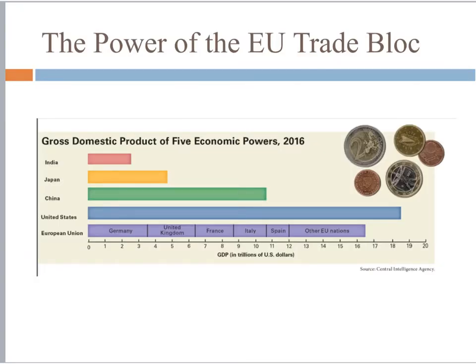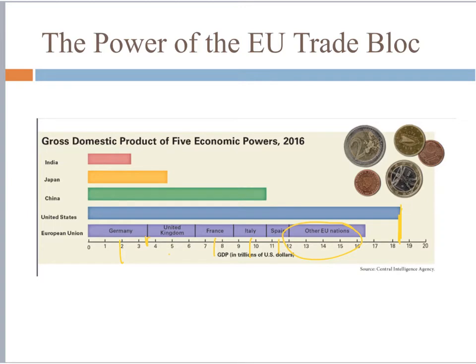Here, look at this chart. This chart is showing us the power of the EU trading bloc. Notice, as I said before, one country, Germany, is not that powerful economically speaking. Same thing with the UK, France, Italy, Spain, and then all of the other nations combined. If we look at the economic might of the United States, they're at about 18 and a half. All right? Germany is at 3.5.